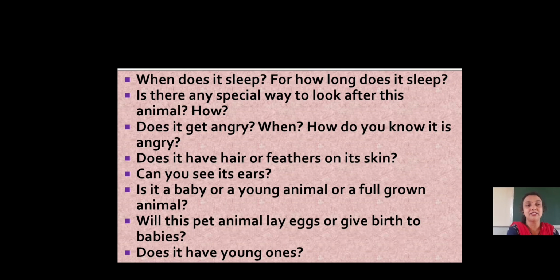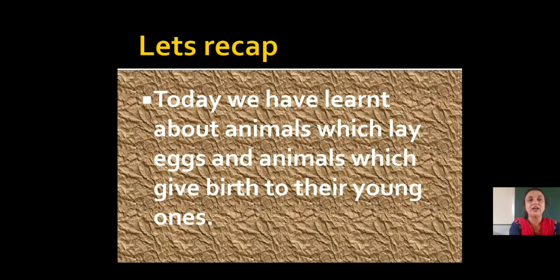Now we have discussed many things. The animals which is having hair and ears on the body, they give birth to the young ones. And the animals whose ears cannot be seen from the outer side and whose body or skin is covered with feathers lay eggs. So write your answer in the comment box. Does it have young ones? Write down. If it is having small babies, you can write down.